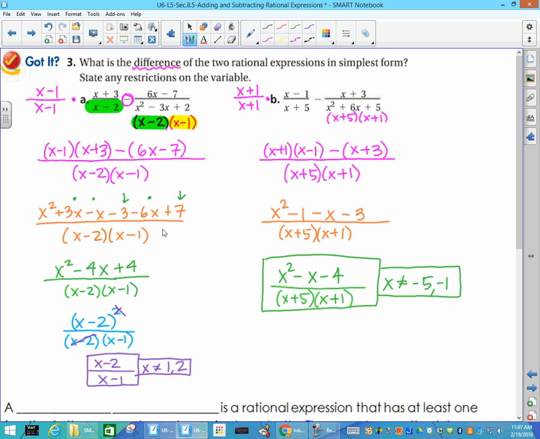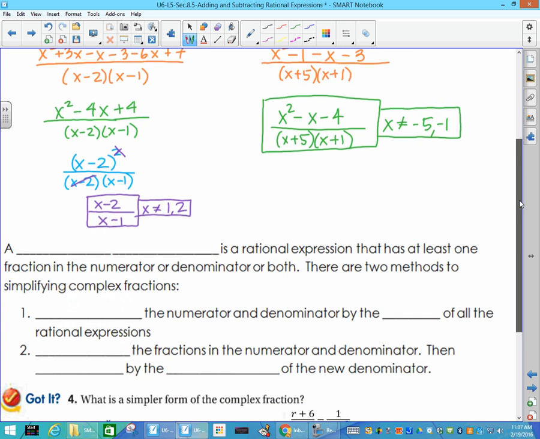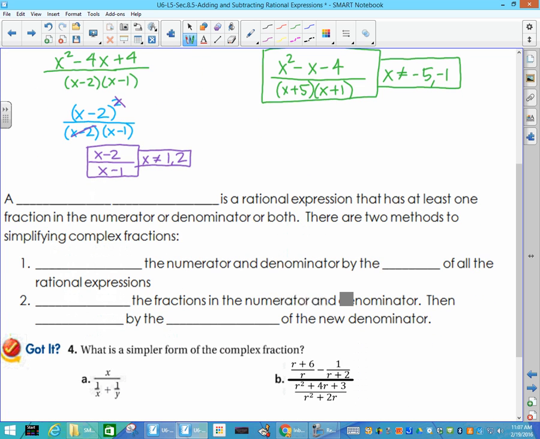Okay, so the next thing I'm going to talk about is something called complex fractions. I know you're familiar with them. I know you've done them. You might think they're really gross. All right, but let's talk about what a complex fraction is.